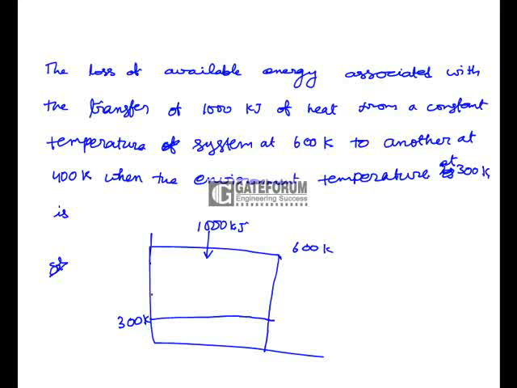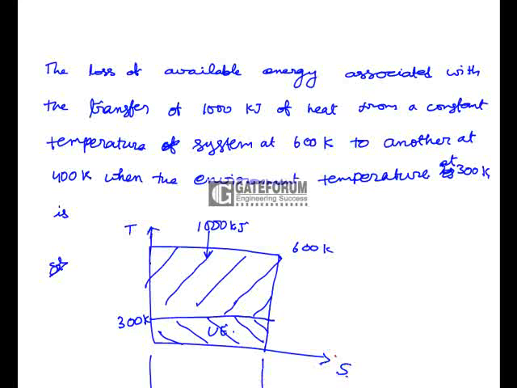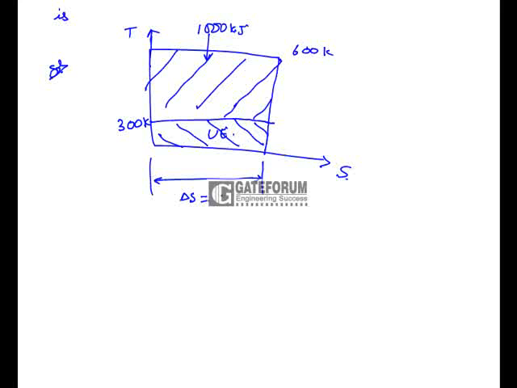Now if it transfers from 600 Kelvin to 400 Kelvin, then what will be the loss of available energy? But here we know that this portion represents the available energy of the 1000 kilojoules at 600 Kelvin and this portion represents unavailable energy. And here we know that this is on TS coordinates. So the change in entropy of this system is equal to 1000 by 600. So this is the change in entropy of the system.